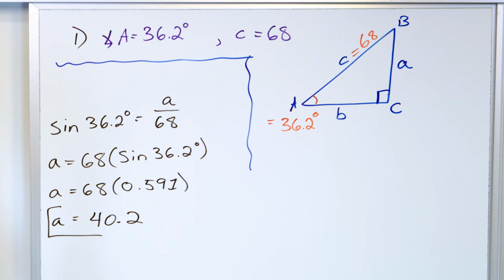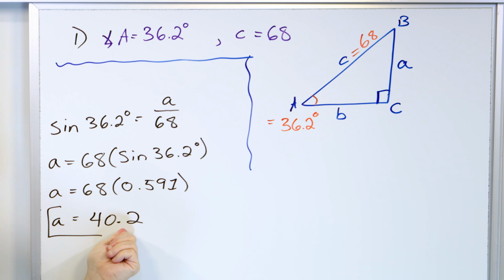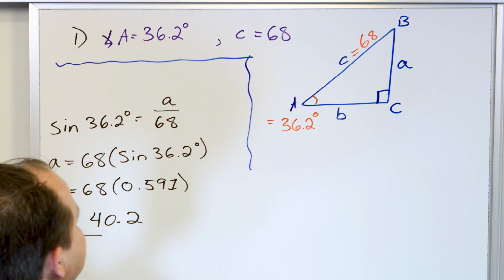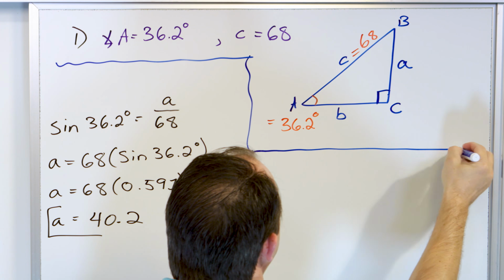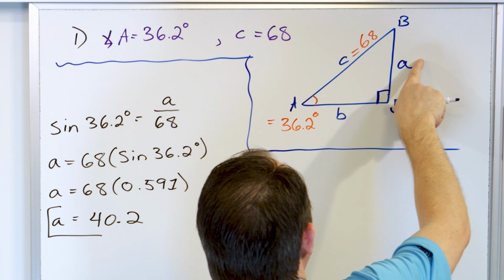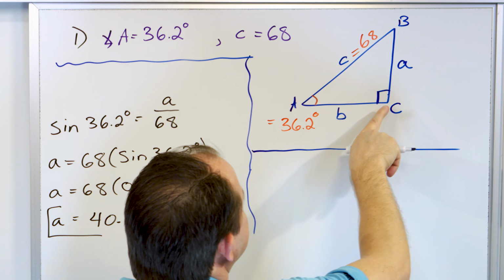40.2 what? Well, if it were 68 meters here, then the answer would be in meters. If it were centimeters, it would be in centimeters, and so on. So whatever distance units you're using. All right, so we can handle that. Now, let's take a look at what else we can solve for immediately. We now know that this side is 40.2. How do we find the length of side b?